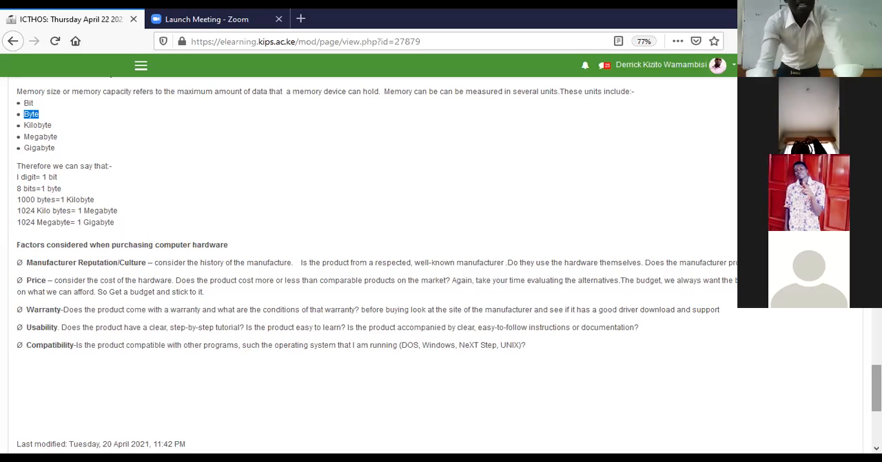Number 2, you look at the warrant. Warrant is the period of time you are given. In case your mobile phone, in case your device has a problem, they can repair it for you for free, or they can replace it for free. So you consider a device with a longer warrant period. One with 1 year, another with 2 years, so you go for the one with 2 years.